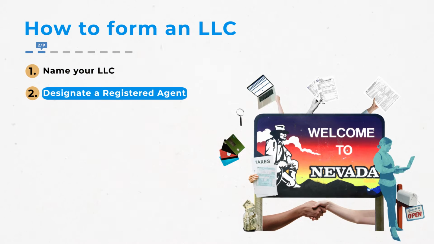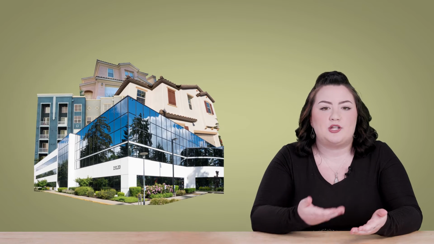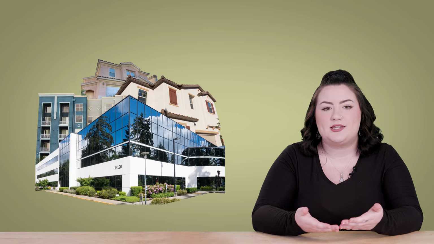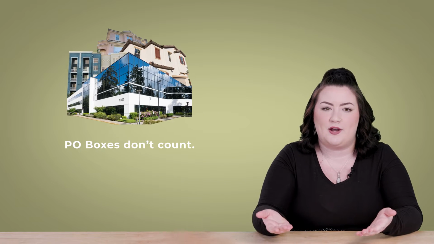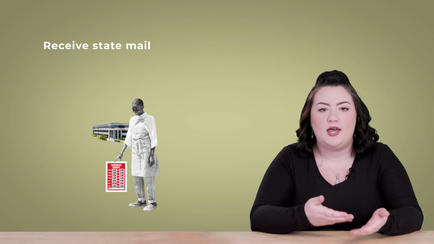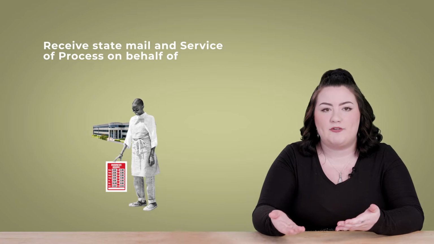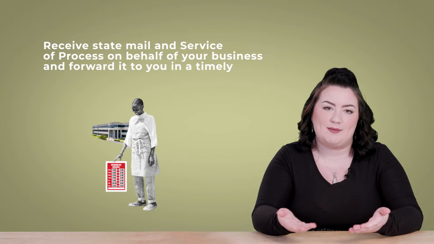Now we're on to step 2, designating a registered agent. The registered agent can be you, someone associated with your business, or a third party. Whatever choice you make, your registered agent must meet certain qualifications. They must have a registered office at a physical street address in the state. P.O. boxes don't count. They must be present at that registered office address during normal business hours to receive state mail and service of process on behalf of your business and forward it to you in a timely way.